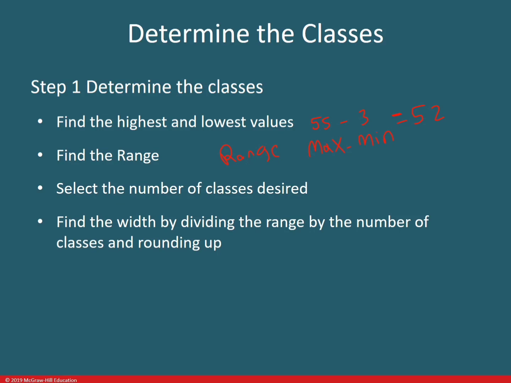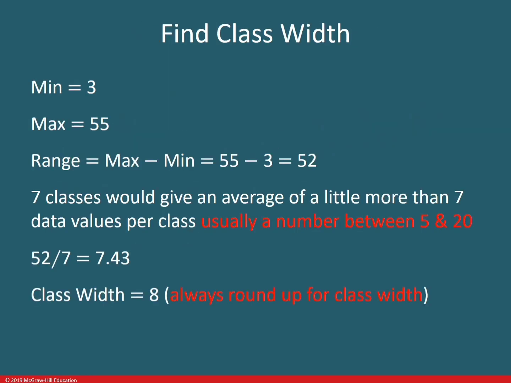Equals 52. Next, select the number of classes desired. Then find the width by dividing the range by the number of classes and rounding up. So let's see what I'm talking about. The minimum we know is 3. The maximum we know is 55. The range is max minus the min, which is 55 minus 3, which is 52. So the range spans 52 numbers.